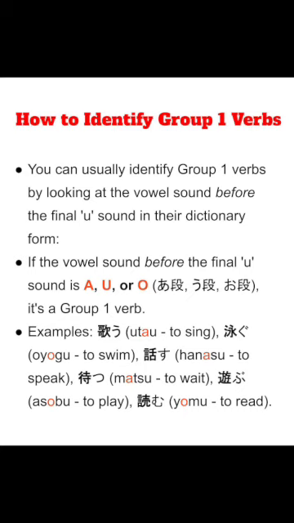How to identify Group 1 verbs. You can usually identify Group 1 verbs by looking at the vowel sound before the final u sound in their dictionary form. If the vowel sound before the final u sound is a, u, or o, a-dan, u-dan, or o-dan, it's a Group 1 verb. Examples: utau, which means to sing, oyogu, which means to swim, hanasu, which means to speak, matsu, which means to wait, asobu, which means to play, yomu, which means to read.